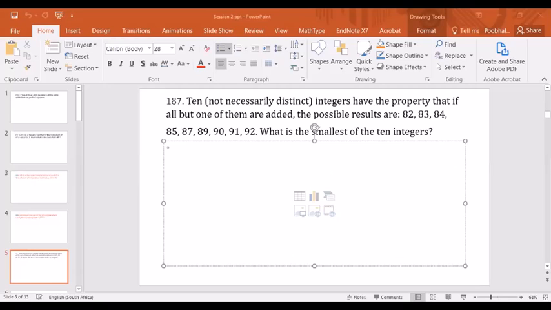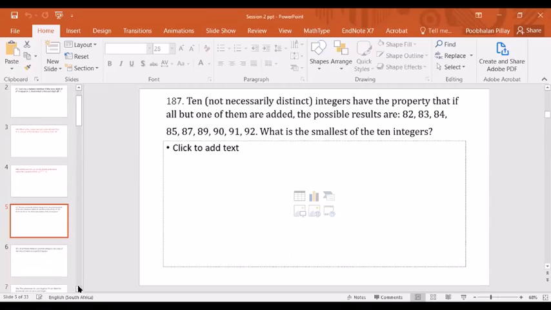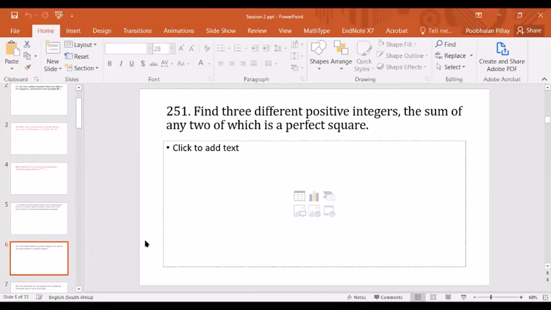The next problem is: find 3 different positive integers, the sum of any 2 of which is a square.